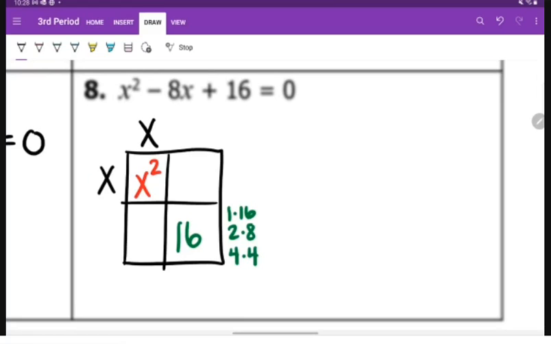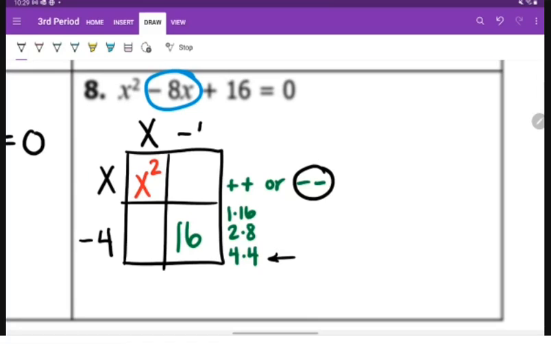The middle term that we need to end up with is a negative 8x. So when we're trying to decide between using a plus plus or a minus minus, we're going to have to use the minus minus because those negatives have to come from somewhere. So since they're both going to be the same sign, though, we're looking for an additive pattern. We're looking for two numbers that add together to give us 8, even though they're both negative. And that would have to be the 4 and the 4. So we'll use minus 4 and minus 4.